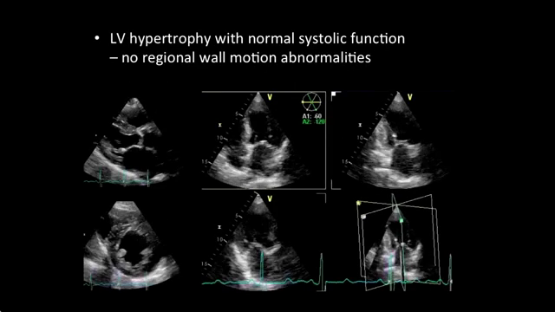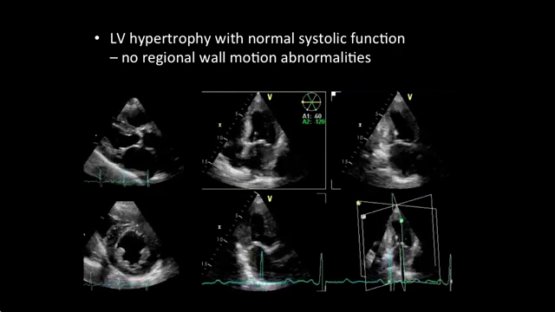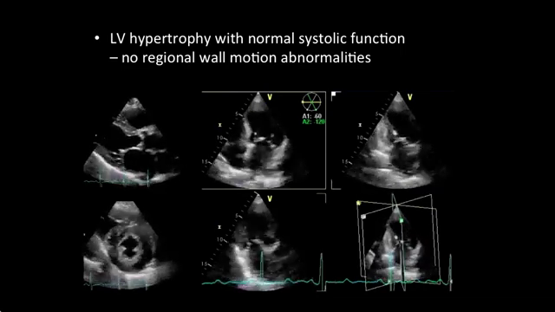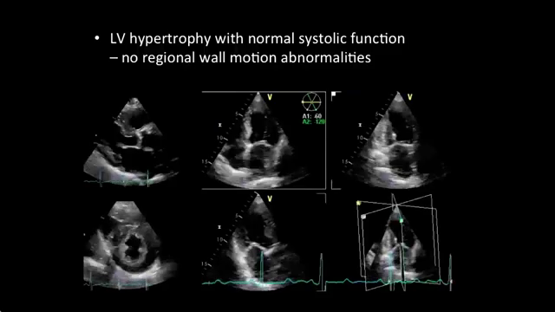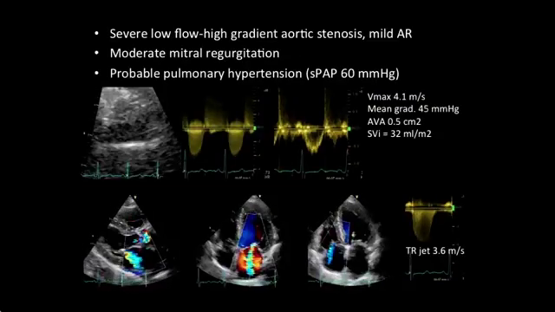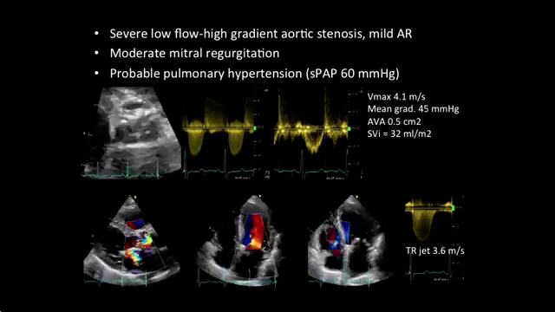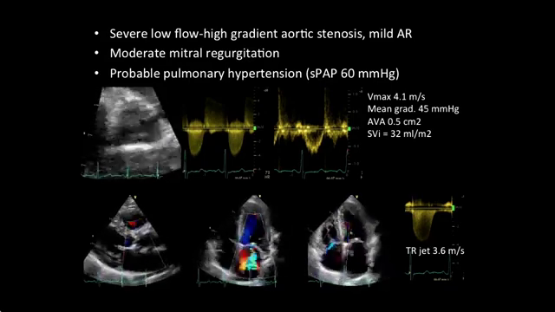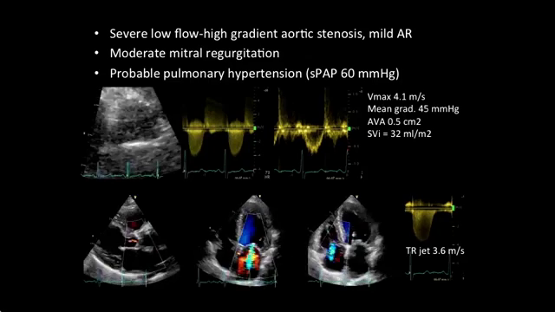Initial transthoracic echo revealed left ventricular hypertrophy with normal systolic function and no regional wall motion abnormalities. The aortic valve was tricuspid with severe sclerosis and reduced opening. Doppler evaluation calculated an aortic valve area of 0.5 centimeters squared.